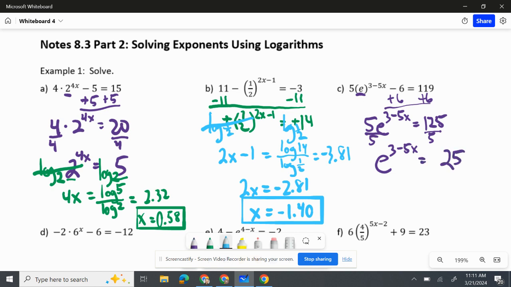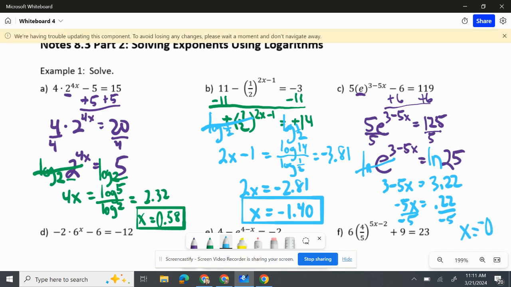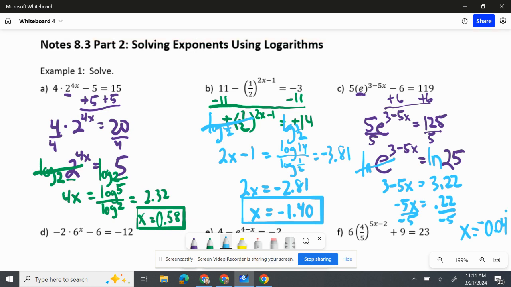What I'm going to do is take the natural log, because natural log is log base e. I do that on both sides. That gives me 3 minus 5x is equal to, and then the natural log of 25 is 3.22. I subtract the 3, so negative 5x is equal to 0.22. I divide by negative 5. And so x is equal to negative 0.04.